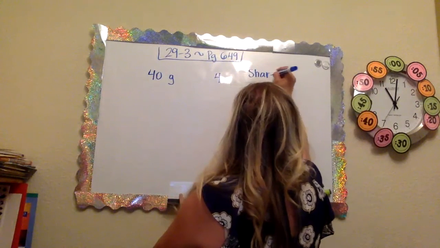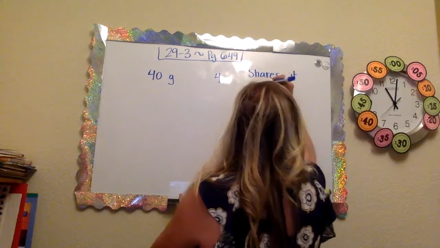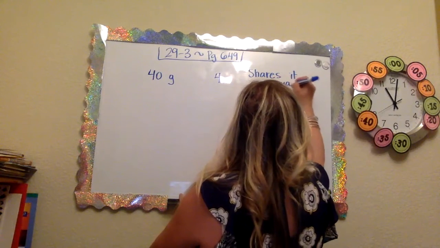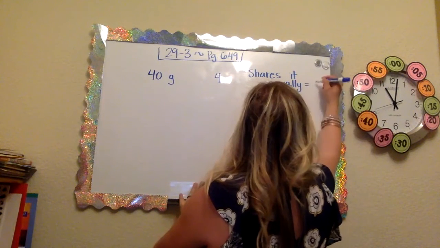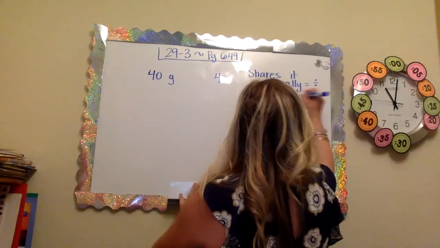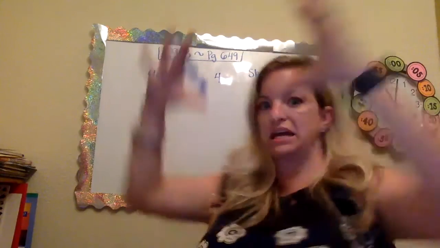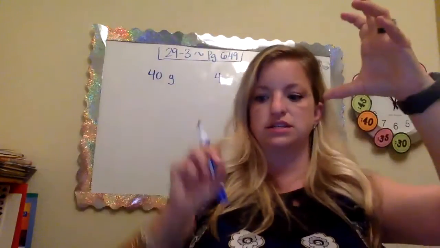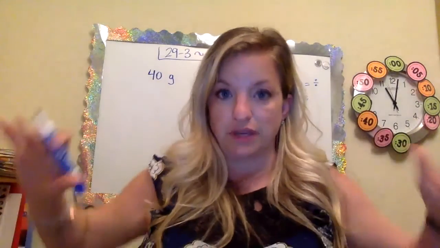Shares equally means I'm going to divide. That is taking a big number and breaking it down into those groups. So when you have a big number and you're breaking it down, that's division, because multiplication is taking those little groups, putting them all up to that big one.